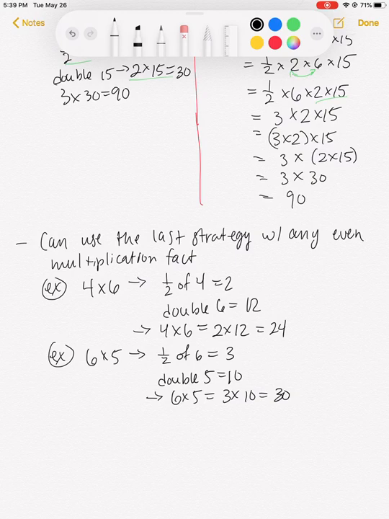Okay, so that's the video on number talk strategies for your equation stacks, and then how to convert them into equation strings. Okay, hope you guys enjoyed the video.